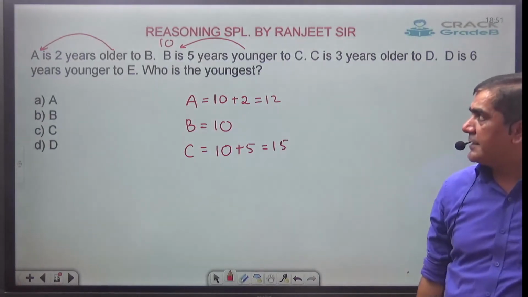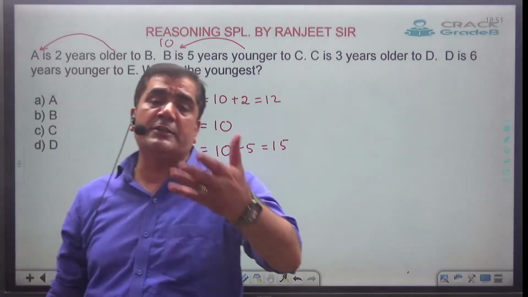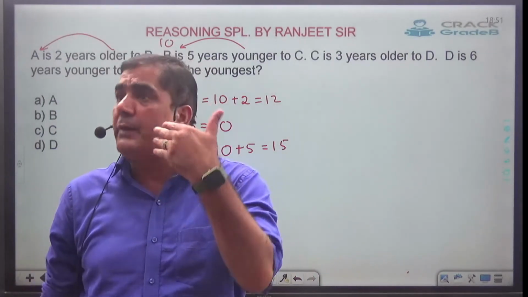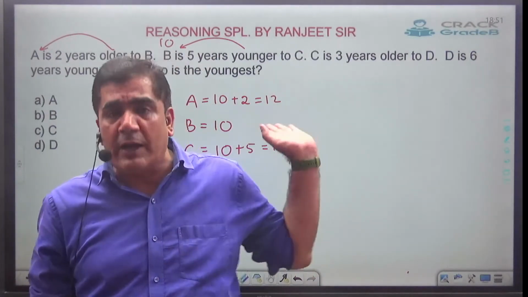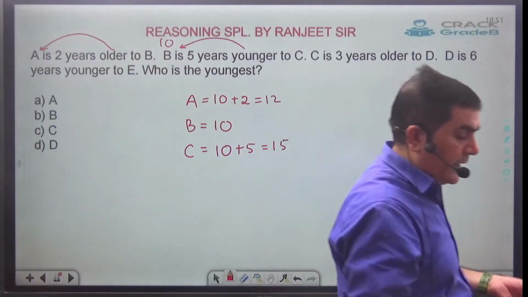Clear? They have given B is 5 years younger. So who is younger? B. So C must be elder. Elder than whom? B. How many years? 5 years, as B is 5 years younger. Simple. Clear? Next one.